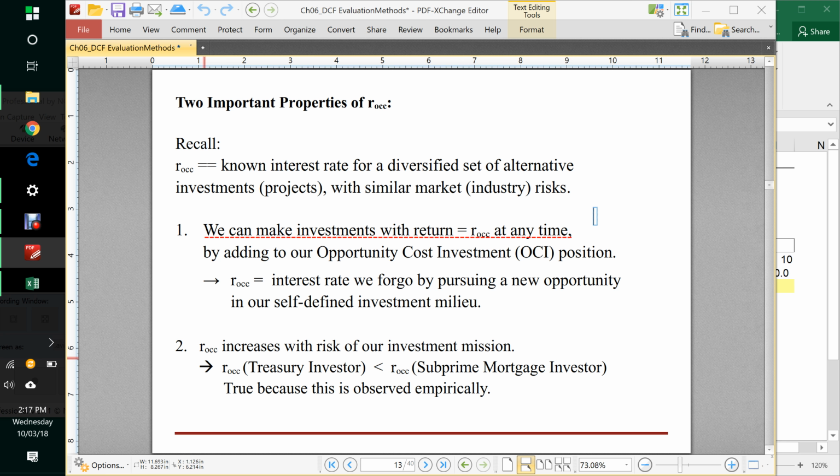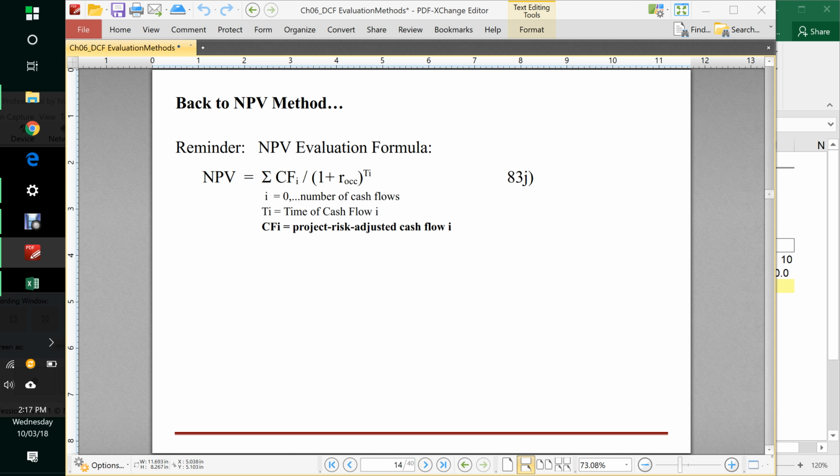And the second thing we need to know about opportunity cost of capital is that it increases with the risk of our investment mission. Clearly, if our mission is to invest in something like short-term treasuries, the opportunity cost of capital is going to be a lot less than if our mission is to invest in subprime mortgages, okay? So we just want to keep that in mind.